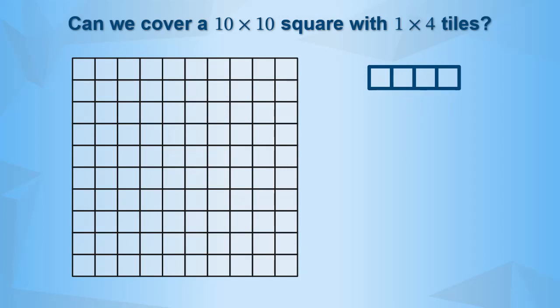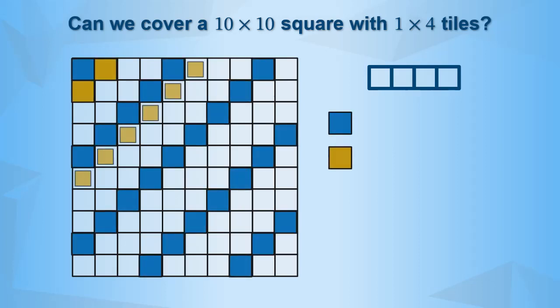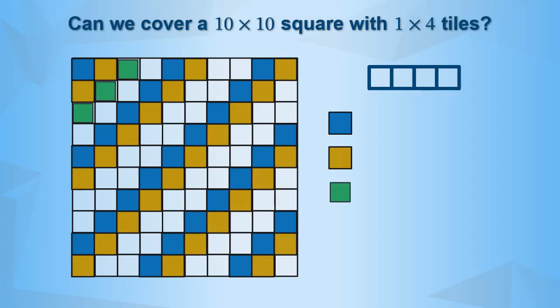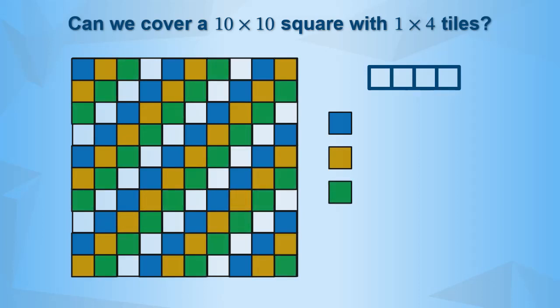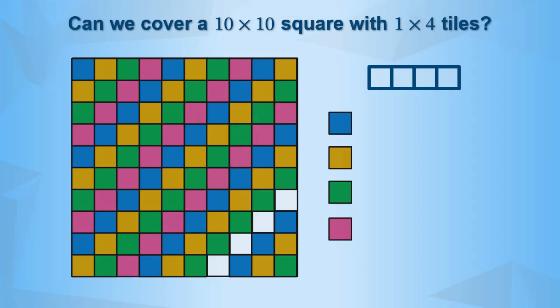Let's paint the board diagonally with 4 colors, the number of squares in a tile. Apply blue color, yellow color, green color, and red color. Now we see that no matter how we place the tile, horizontally or vertically, it always covers 1 square of each color.